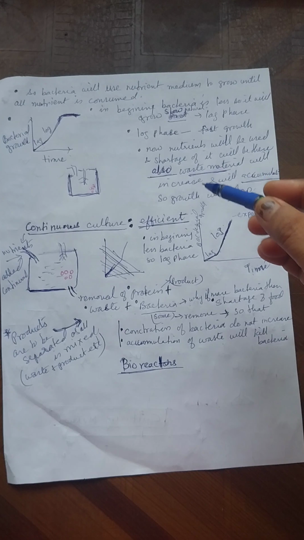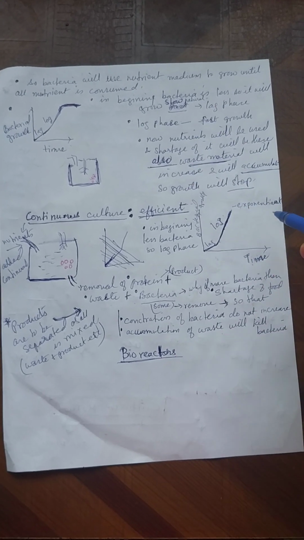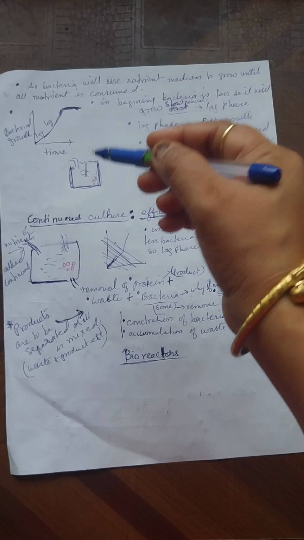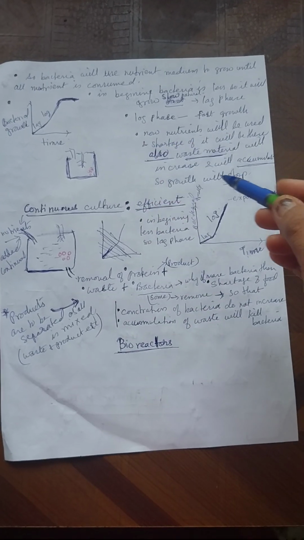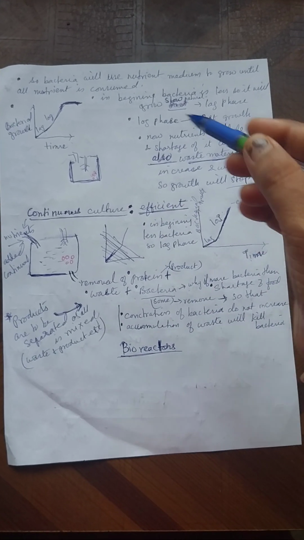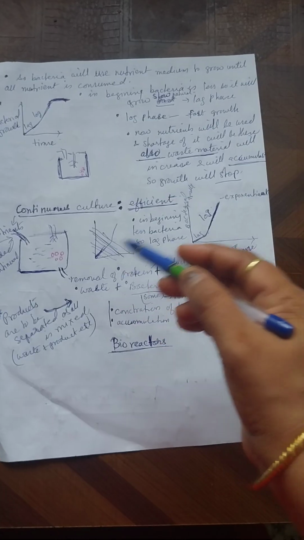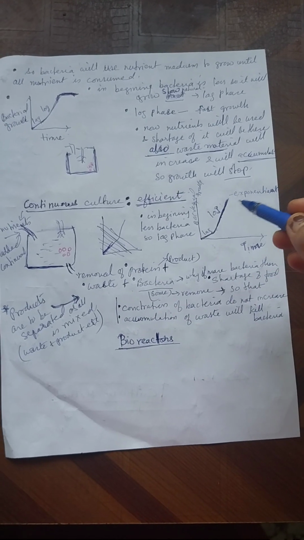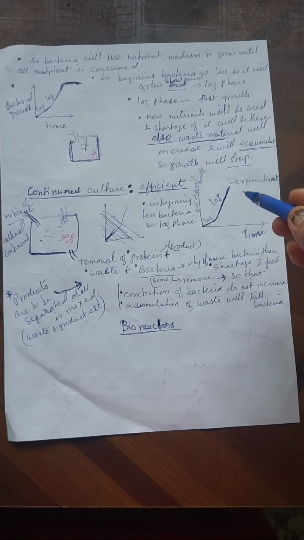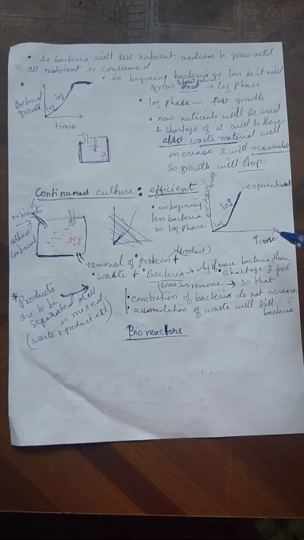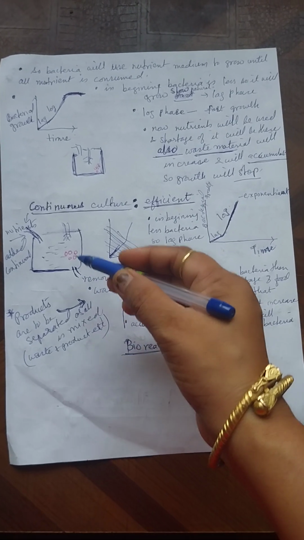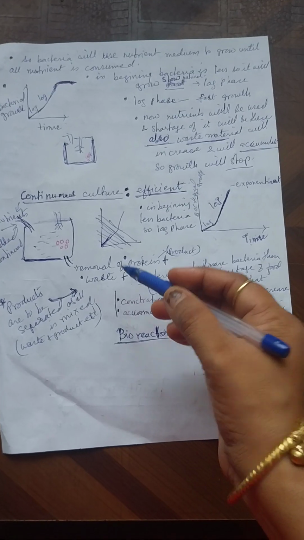Now the difference here is that the growth will not stop. In the batch culture the growth stops because of the consumption of all the nutrients and accumulation of the waste by the bacteria. Here it will not stop. The growth will be exponential, and as the growth of the bacteria will be more, production of the protein will also be there. From this side, removal of the waste product is done.